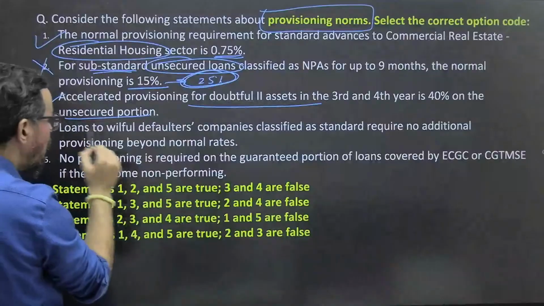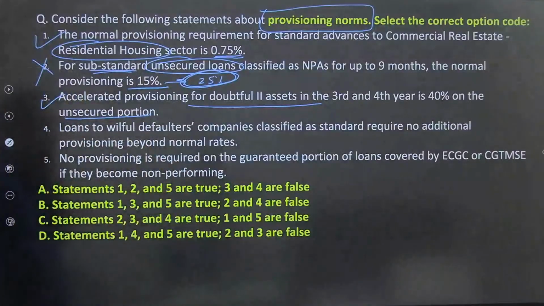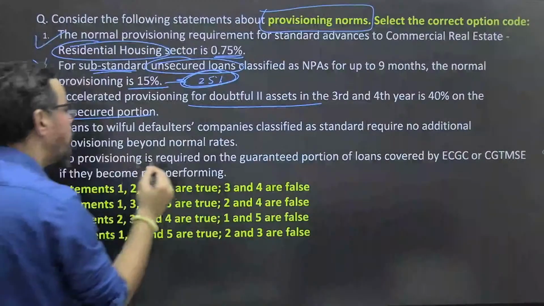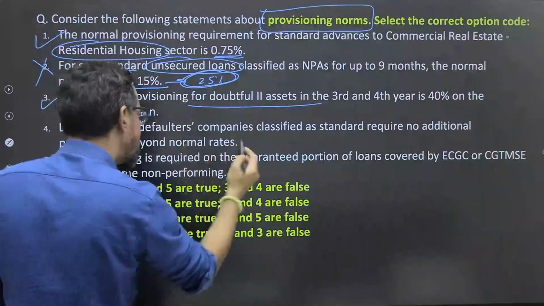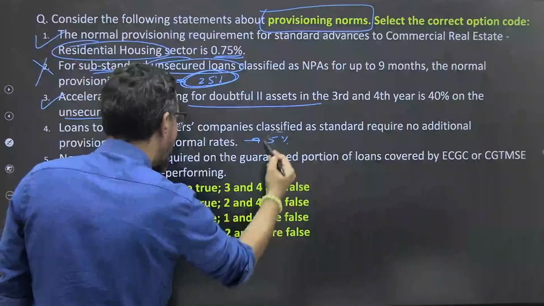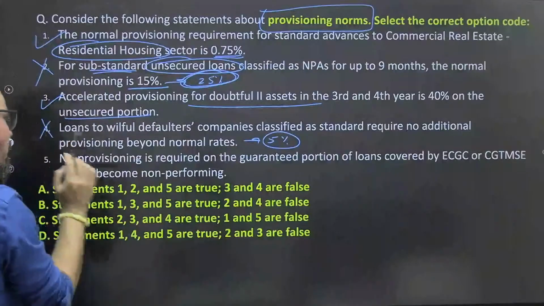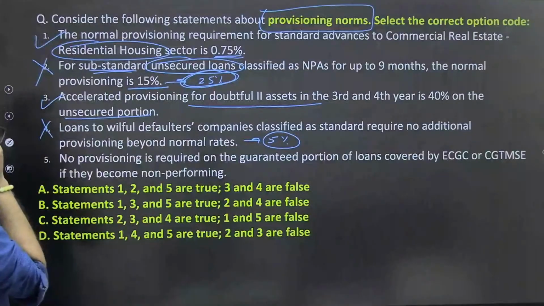Loan to willful defaulter companies classified as standard asset required additional provisioning beyond the normal rate. So what do you say about this particular one, guys? They need to, it is the restructuring case will be applied and it will be 5%, I guess. Okay? So they have to provide the additional, or we have to create a provisioning.